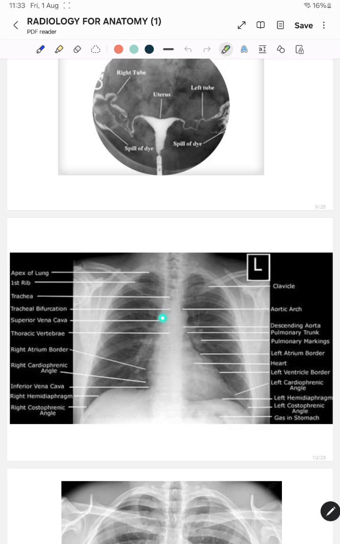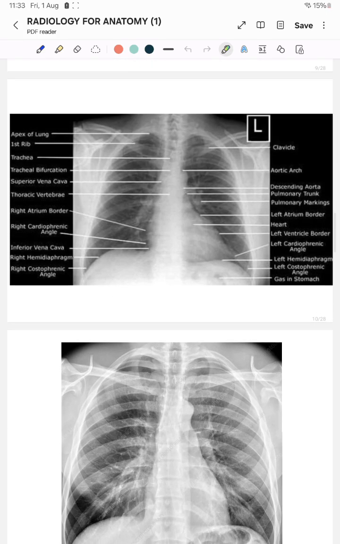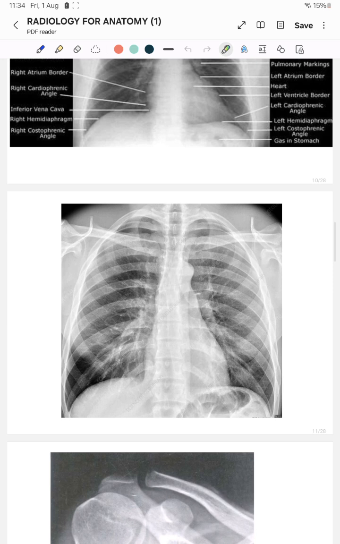This is the right border, border of the right atrium, left atrium, left ventricle, and the very important thing is these costophrenic angles. These should be pointed. If they are obliterated, then it will be a case of pleural effusion, and if the shape of the heart changes, then the shape can be boot shaped or tube shaped heart. But if any deformity occurs in its borders, then it is a clinical deformity.